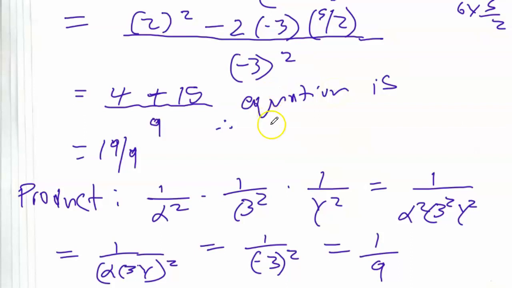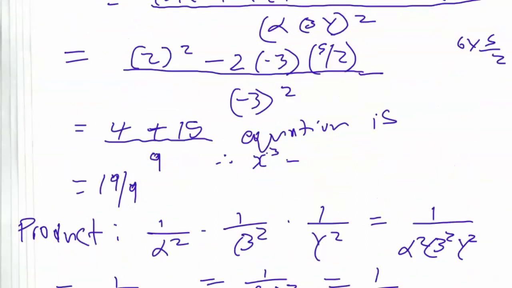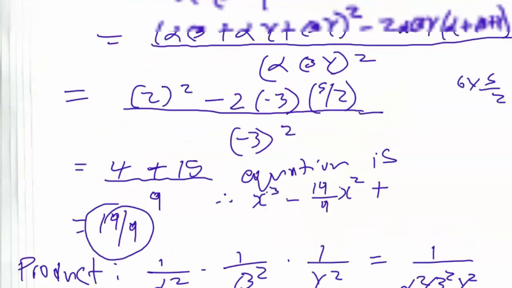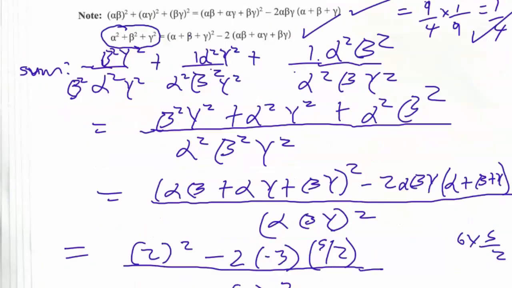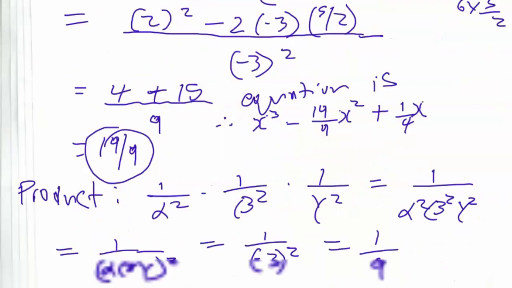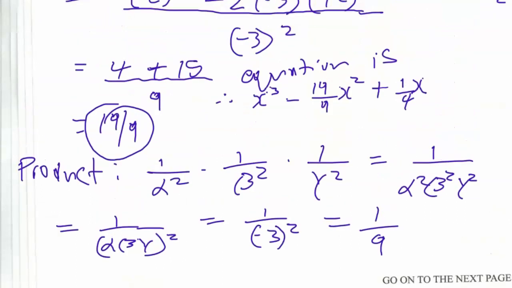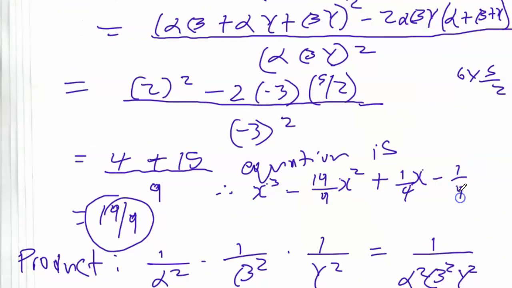is x cubed minus, and then we have a sum here, 19 over 9 times x squared, plus the sum of the products, which we got to be a quarter, x, minus the product. We calculate the product. The product was 19, so minus the product, which was 19, equal to 0.